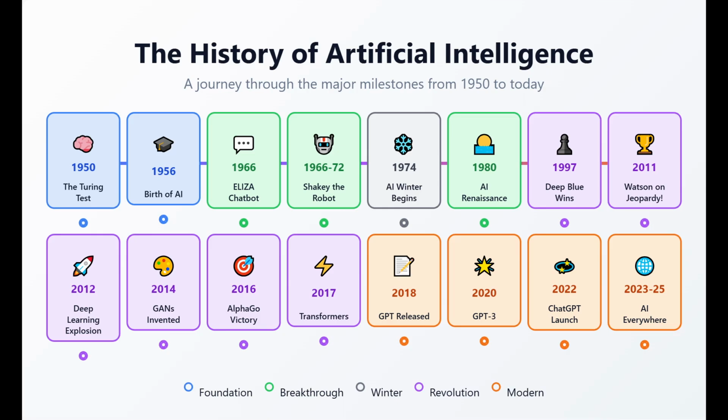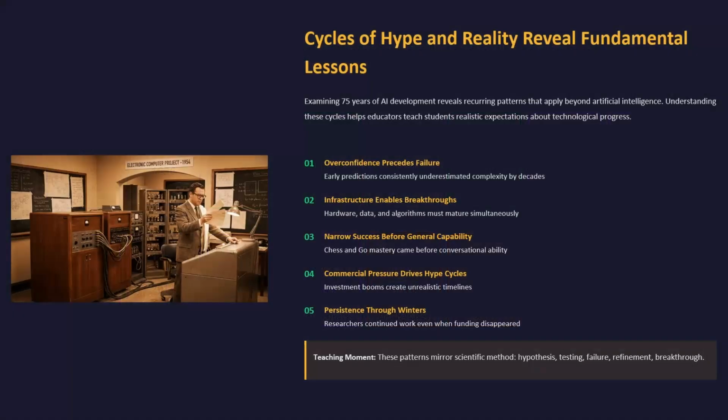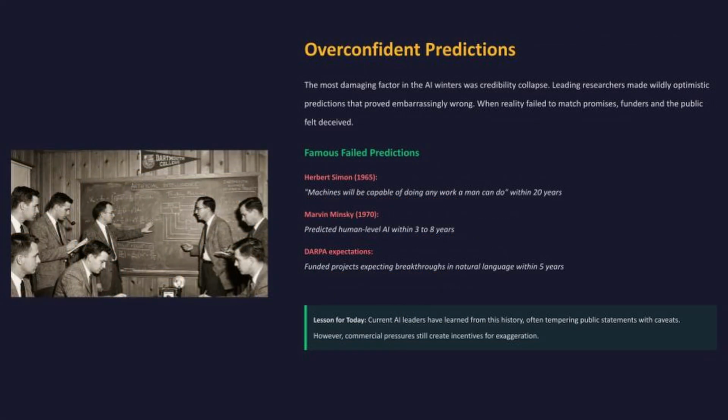Now that we've walked through all four eras, let's step back and look for the bigger lessons. We've covered 75 years of history, and I hope you see that AI development is not a straight line of progress. It's a series of cycles, and understanding these cycles is the real lesson we need to teach our students. Now, the first pattern is clear. Overconfidence precedes failure. In every era, researchers predicted human-level AI was just around the corner, only to be proven wrong. This teaches us humility and realism.